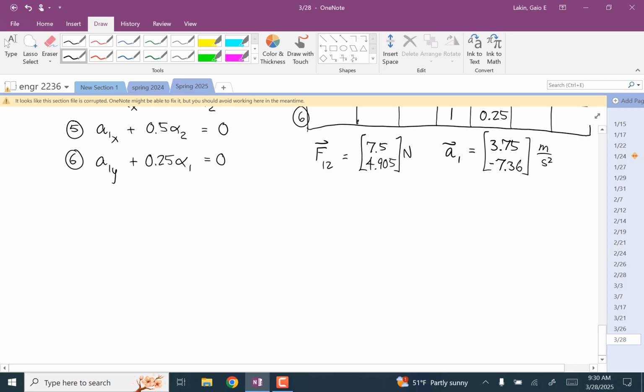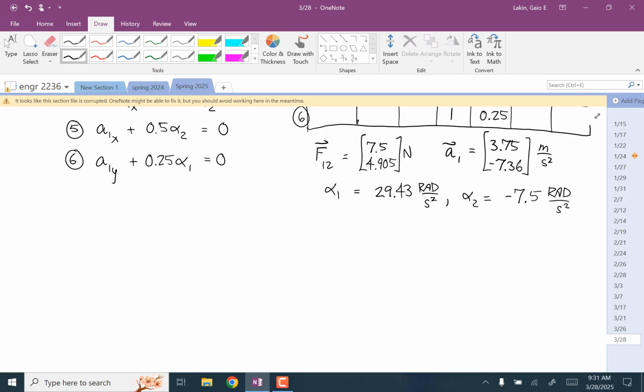You're still matching? Yay. And then alpha 1 is 29.43 radians per second squared, and alpha 2 is negative 7.5 radians per second squared.